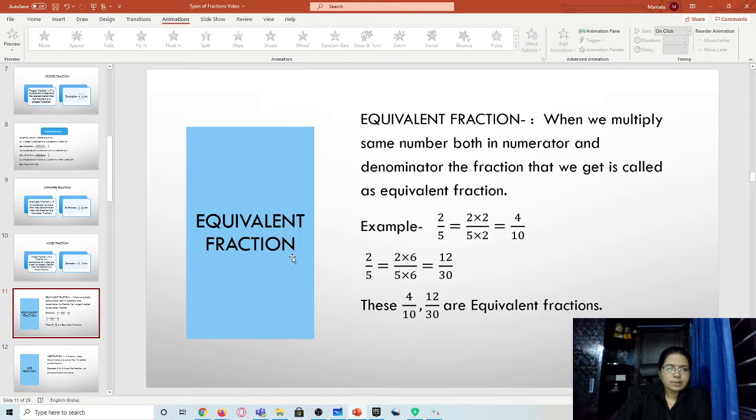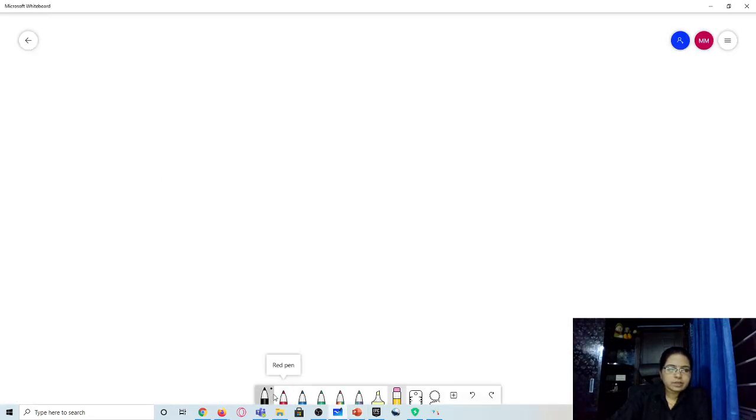Now equivalent fraction. What is equivalent fraction? Two fractions are equivalent when we multiply the same number both in the numerator and denominator of the fraction. Then the fraction that we get is called the equivalent fraction of the first fraction. Suppose, take an example.